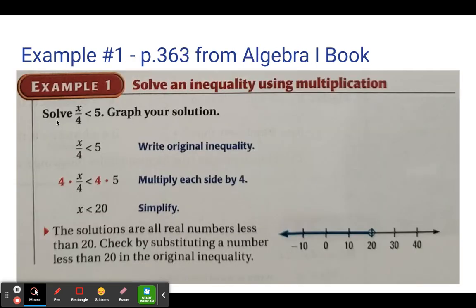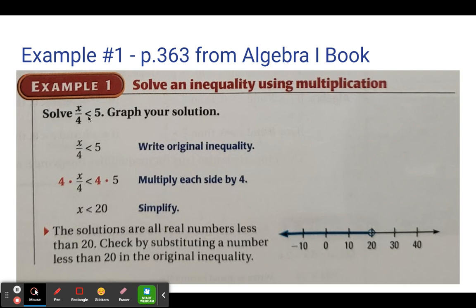So we got our first one here, and this is actually from the Algebra 1 book. To solve x divided by 4 is less than 5, we know we can cancel division with multiplication, and so we multiply both sides by 4. So 4 times x divided by 4 is just x, and then 4 times 5 is 20.